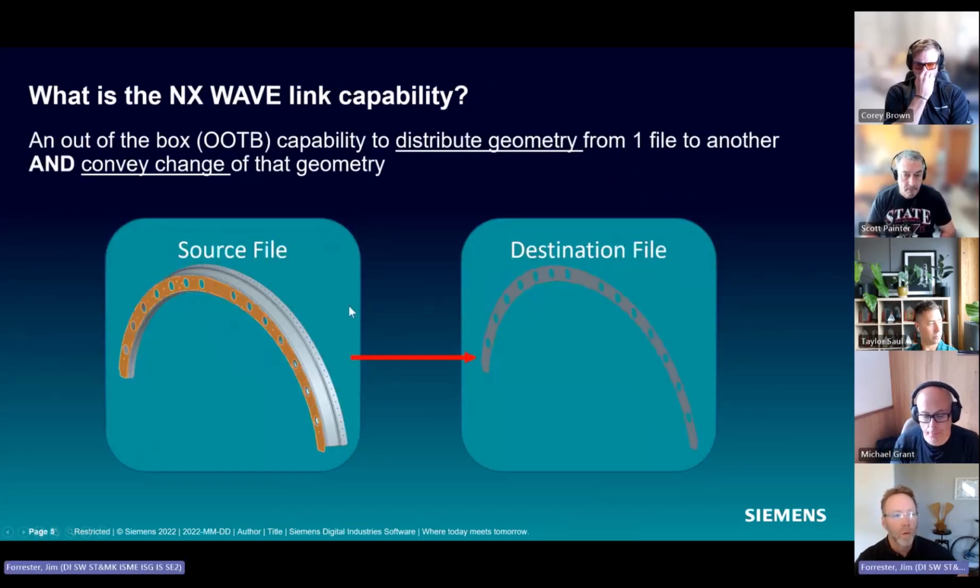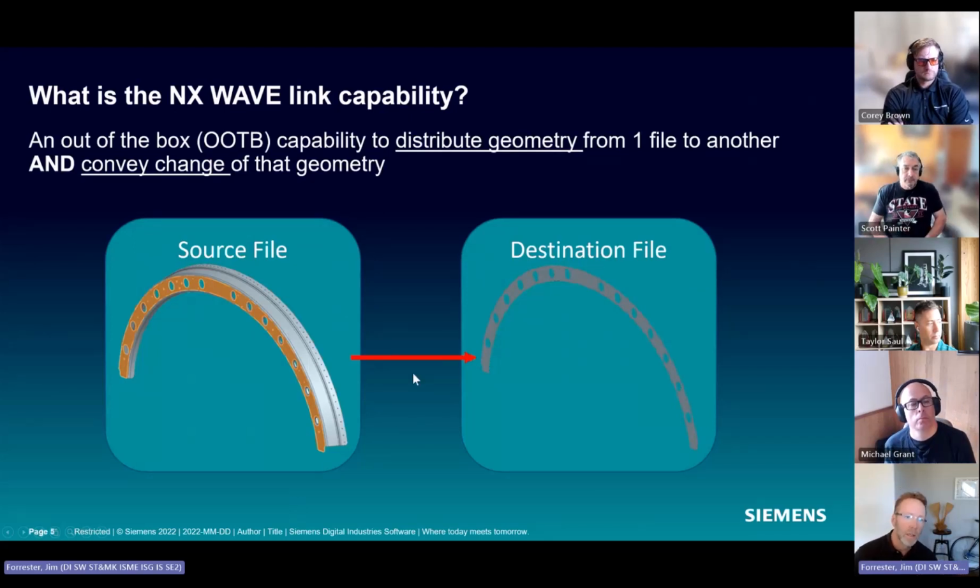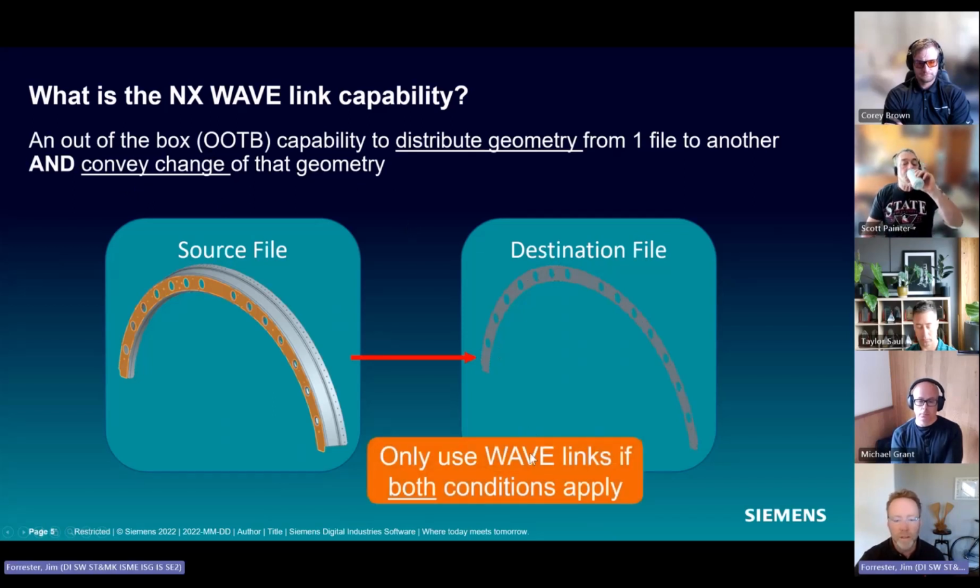Kind of Wave 101: what is Wave? It's an out-of-the-box capability to distribute geometry from one file to another and convey change of that geometry. Only use wavelinks if both conditions apply. This is very important. Do not use wave as a cheap and easy means to copy static geometry from one place to another. The geometry should be assumed to be dynamic and change, and so wave gives you the ability to convey that change.